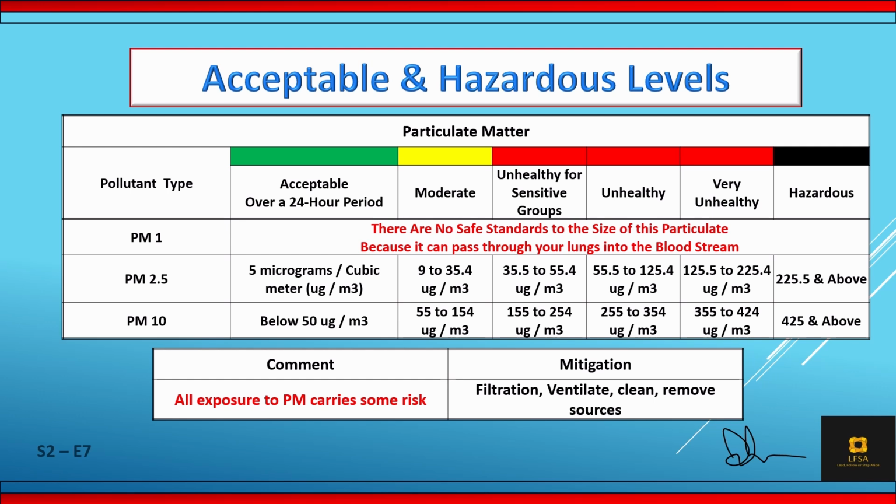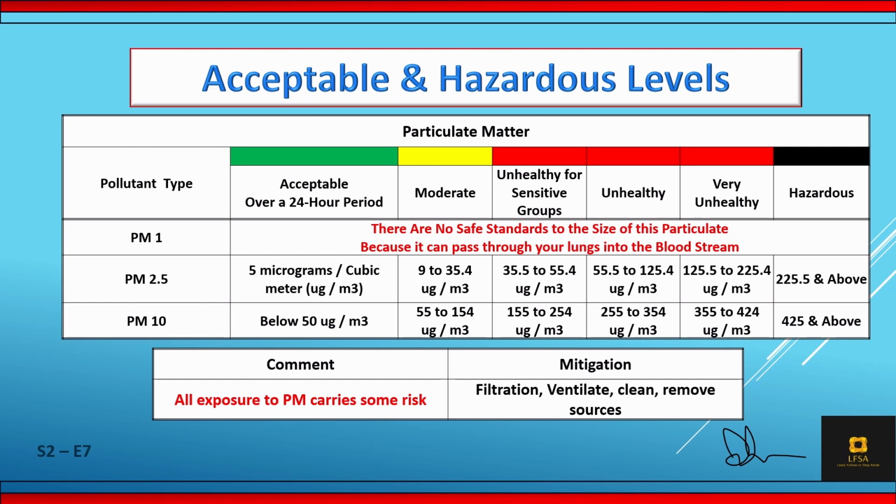Now let's look at the acceptable, not safe levels, but the acceptable levels and the hazardous levels of these indoor air pollutants. These tables indicate the various levels of hazard for the pollutants we've discussed. The first slide indicates the levels for PM. The key takeaways for this pollutant are: 1, healthy people are affected differently than sensitive and unhealthy people. 2, the exposure time and volume of PM determines the negative effects. And 3, all exposure to PM poses risk.